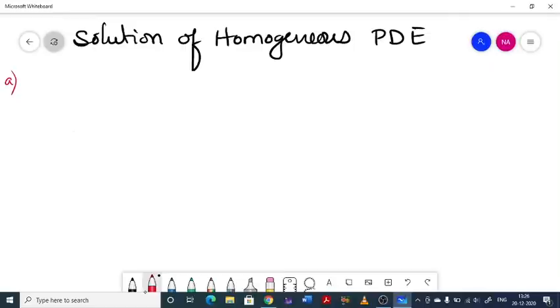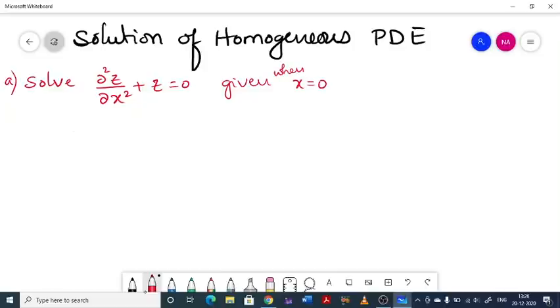Problem A, solve del square z by del x square plus z equal to 0, given boundary conditions, which will usually be given in each problem. When x equal to 0, you will have z equal to e power y and del z by del x equal to 1. So this is the problem statement. Now we need to solve this one.